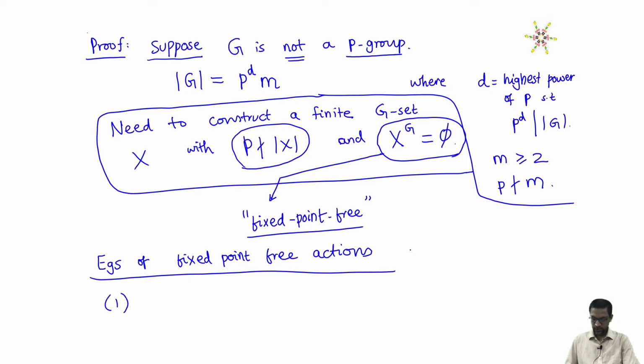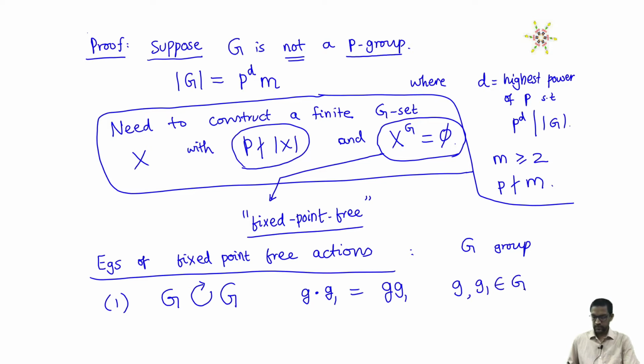Let me assume my group G is fixed. So G is my given finite group. Now there's always a very nice action which we have looked at before, which is a group acting on itself by left multiplication. How does the group G act in this case? G acting on the group element G1 is just the product G G1. Here G and G1 are both elements of the group. So the group and the set are in some sense the same. I think of this as my set X on which my group acts. This acts by left multiplication. And the interesting thing about this is that this is a fixed point free action.